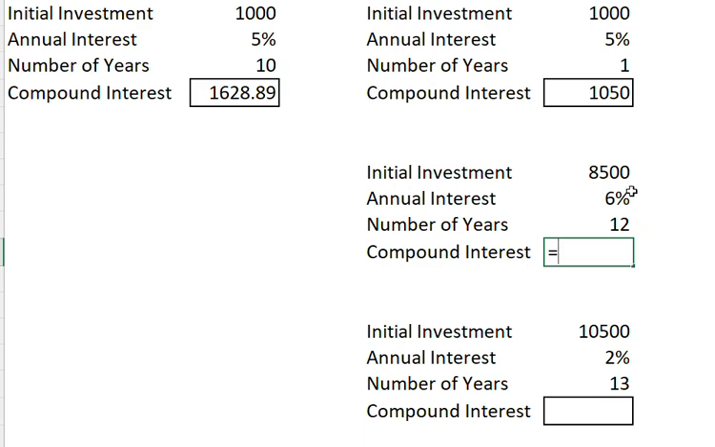Equal to initial investment, multiply, open the bracket, 1 plus annual interest, bracket close, power of number of years or period, enter. Is it clear? The last one.